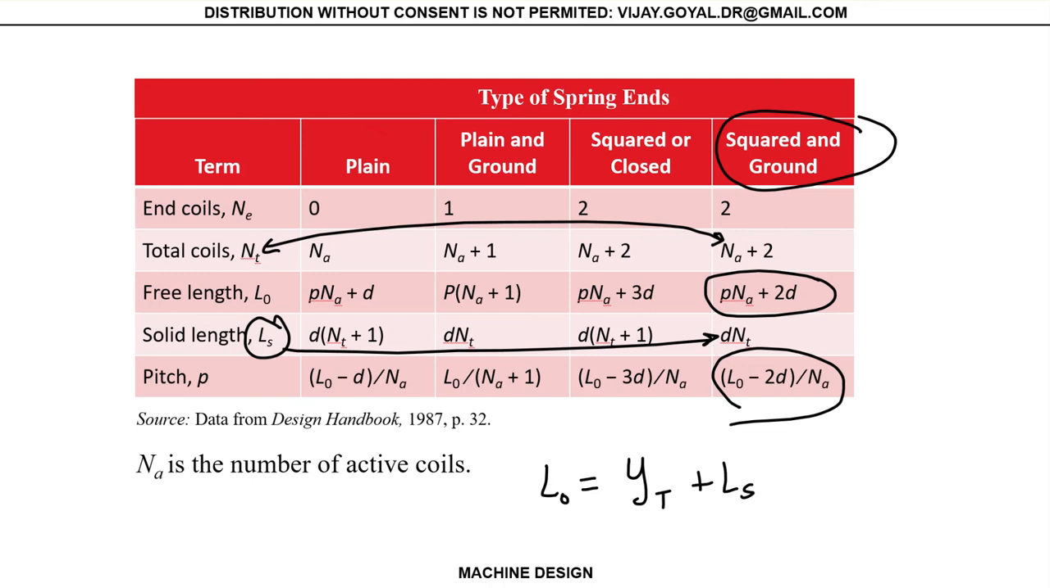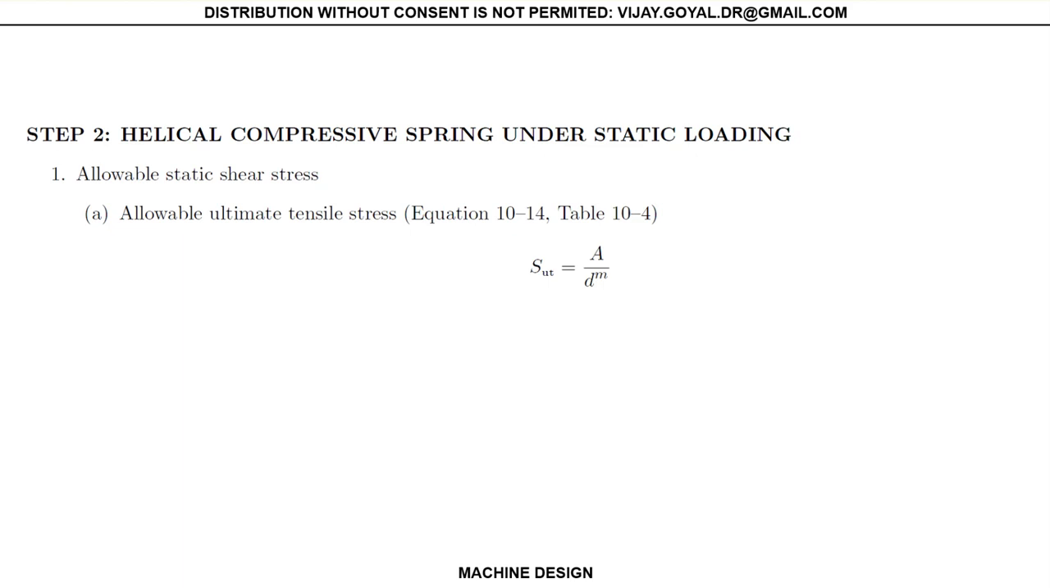Okay, so there are a couple more things that we have to know. Now here we need to find your ultimate tensile stress. The ultimate tensile stress, this is important, is going to come from two parameters. You can use your A, B, and M. This is your wire diameter. These two numbers here come from the next table.